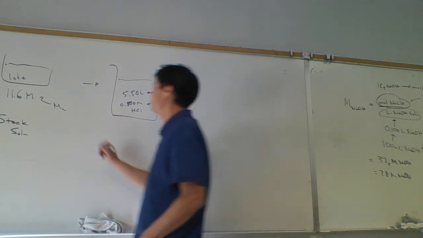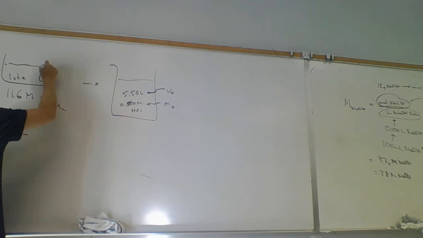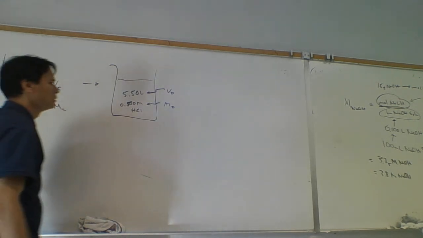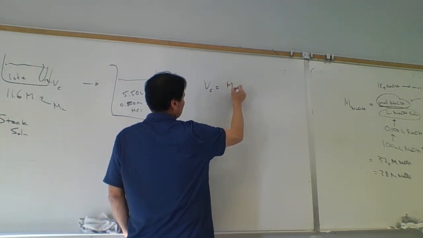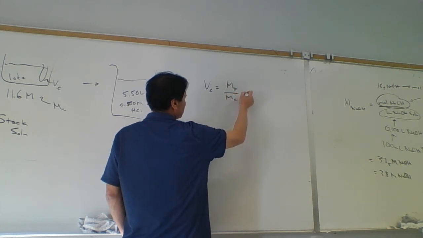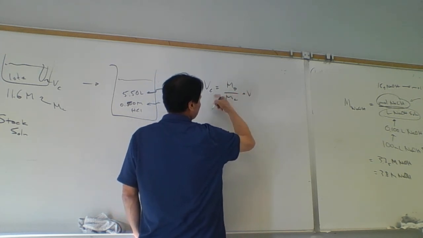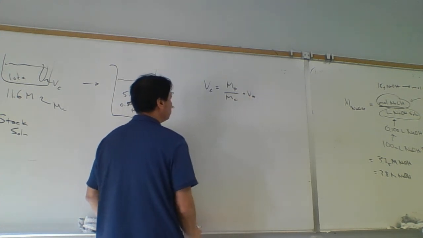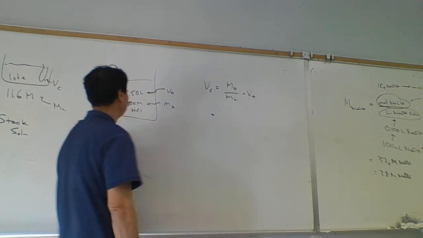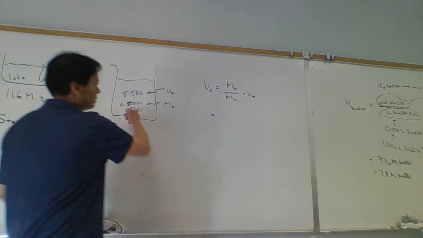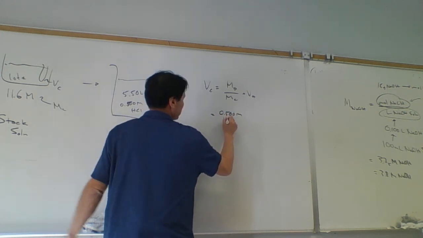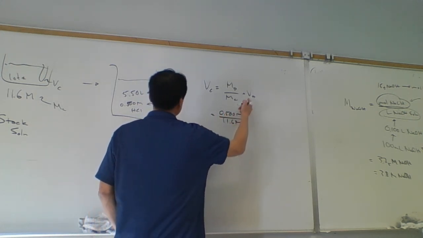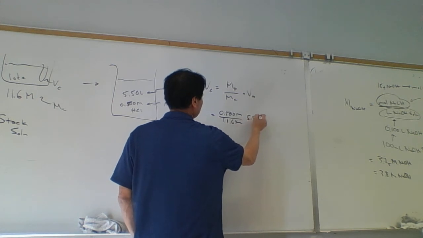So what's missing? What's missing is the volume. How much of this solution should I take? So this is going to be the volume of the concentrated. So the volume of the concentrated is equal to the molarity of the dilute divided by the molarity of the concentrated times the volume of the dilute. And so the molarity of the dilute is 0.500 molar. The molarity of the concentrated is 11.6 molar, times the volume of the dilute, which is 5.50 liters.